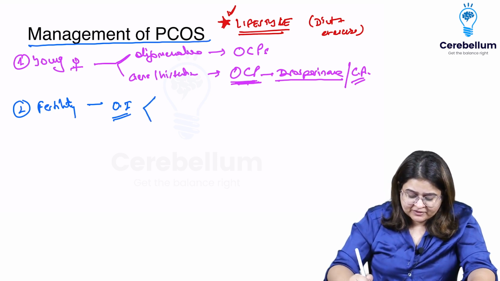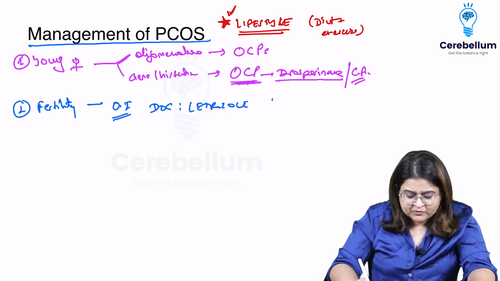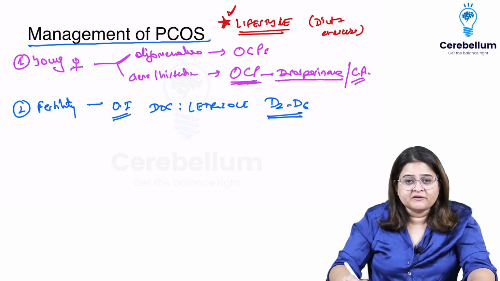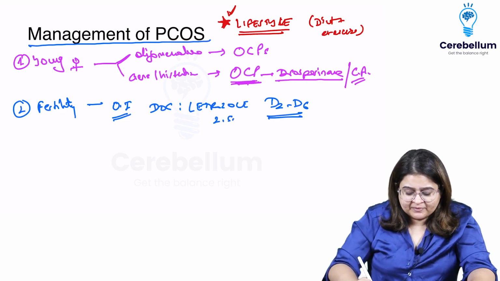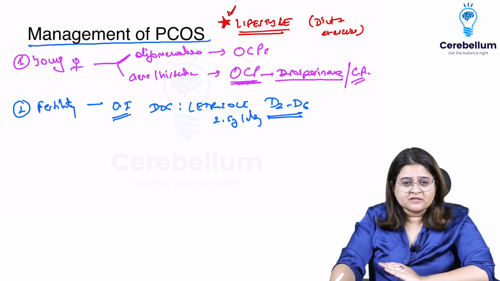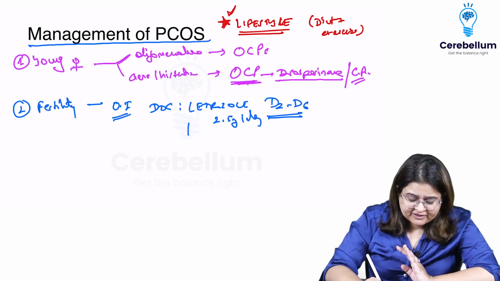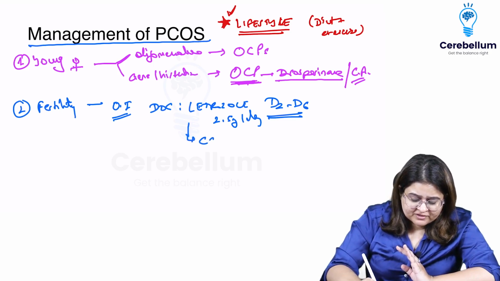Here the drug of choice is what? The drug of choice is letrozole. Okay, which we give from day 2 to day 6. 5 days we give 2.5 milligram per day. And then we call her for follicular imaging, which we will discuss in a bit. So the drug of choice is letrozole. And if this fails, we can even try clomiphene citrate.